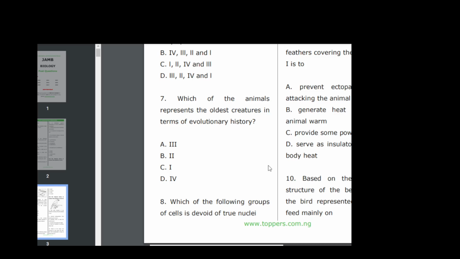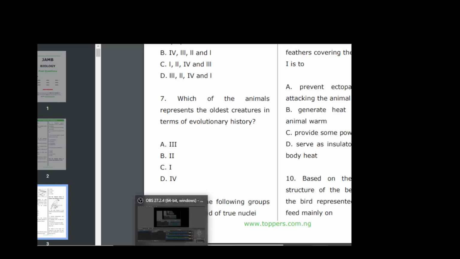Now, where I am actually going to is the comparative anatomy and embryology. Talking about embryology as one of the evidences of evolution.